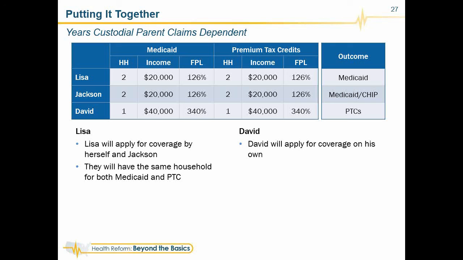It's the same household formulation for premium tax credits. So I think we know where everyone stands. Lisa and Jackson would be eligible for Medicaid in an expansion state or eligible for premium tax credits in a non-expansion state. And David would be eligible for premium tax credits either way.